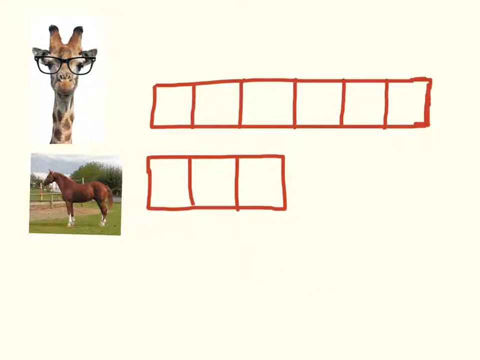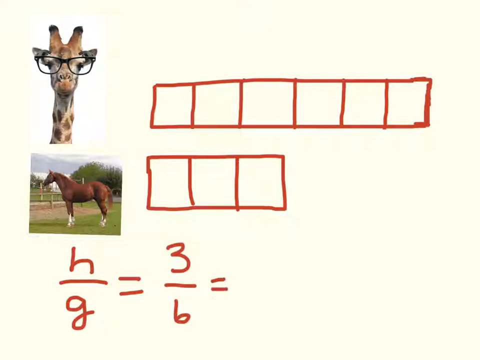Let's compare going the other direction. How many times the height of the giraffe is the height of the horse? So if we were to write that in fractional form, the height of the horse would be the numerator, the height of the giraffe would be the denominator. That would equal 3 over 6, or 1 over 2. So the height of the horse is 1/2 times the height of the giraffe.